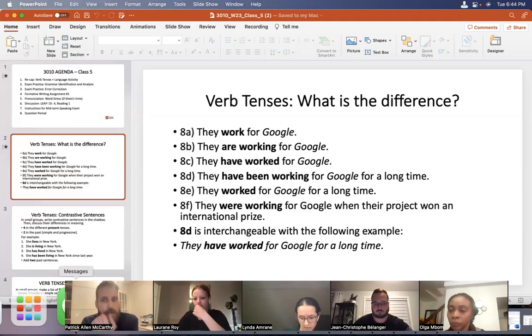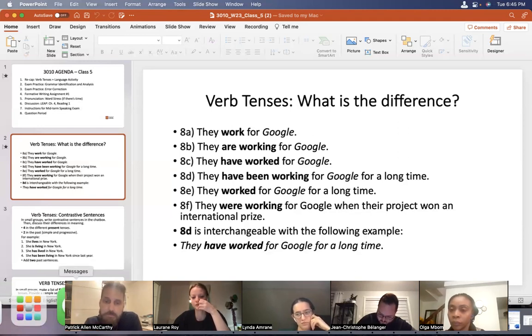Now, you might think here, class, for a long time, it's a little too vague, but it's not. You are right that 2 years ago, that's precise. In 1984, that's precise. But for a long time, that is precise enough, although it's not as precise as 2 years ago. It's precise enough that you could still use the simple past. Okay. Okay, now look at F, 8F.